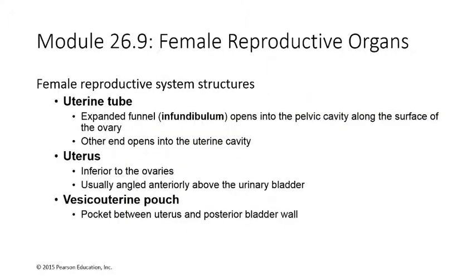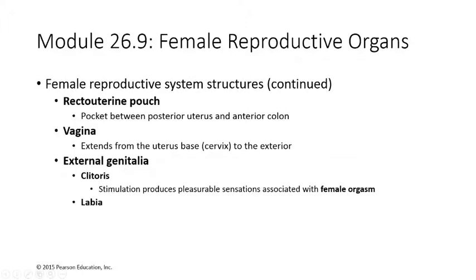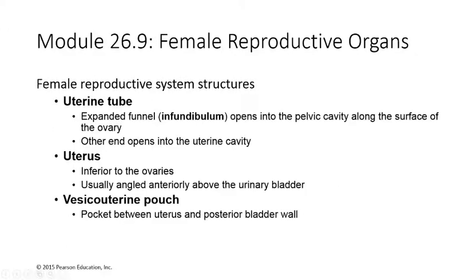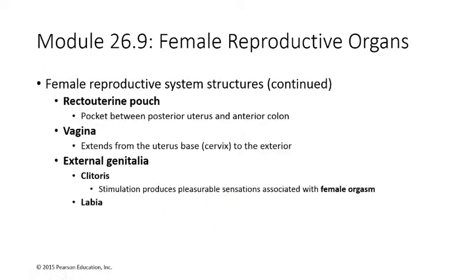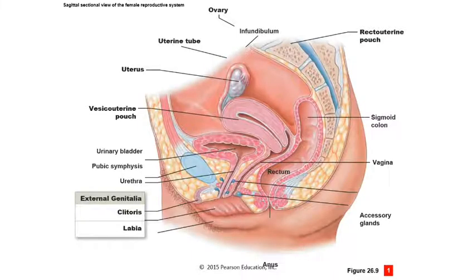Attached to the ovary, of course, is the uterine tube, the uterus, and if you look in the abdominal pelvic cavity, you would see the vesico-uterine pouch. This is going to be formed, sort of a pocket between the uterus and the posterior bladder. There's also a retrouterine pouch. This will be between the uterus and the colon. Of course, the vagina and the external genitalia.